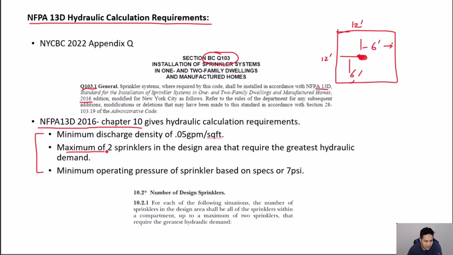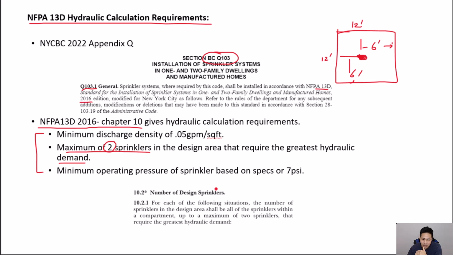The second point is a maximum of 2 sprinkler heads in the design area that require the greatest hydraulic demand are the 2 heads that you have to calculate the hydraulic calculations to. So when you design the hydraulic calculation, you aren't designing so that all the sprinkler heads are activated in the entire building. You only need to design for the furthest 2 sprinkler heads, or generally the 2 sprinkler heads that require the greatest hydraulic demand. And usually those 2 heads are the ones that are at the highest elevation and the furthest from the source.